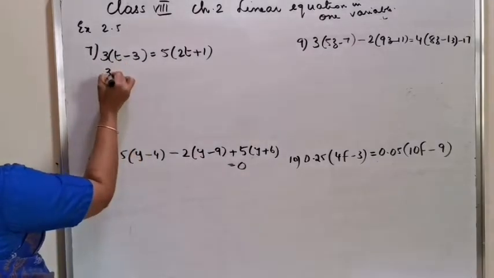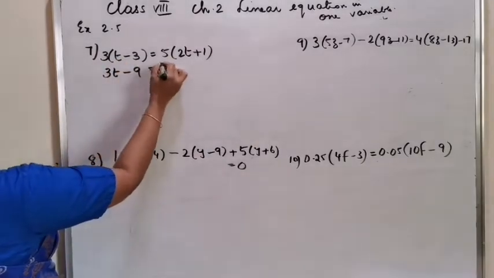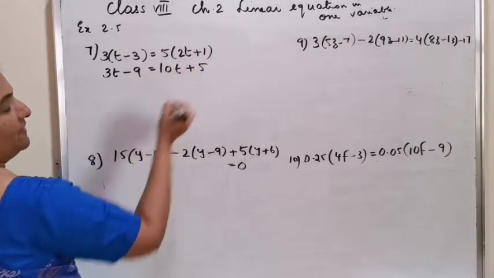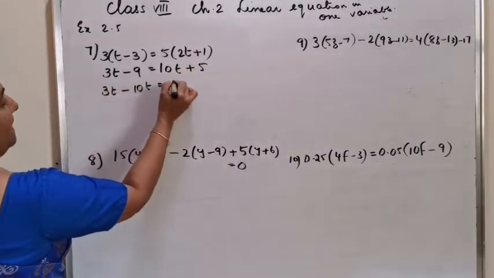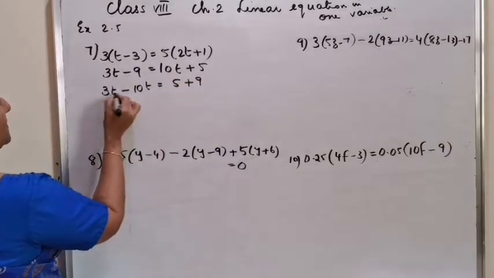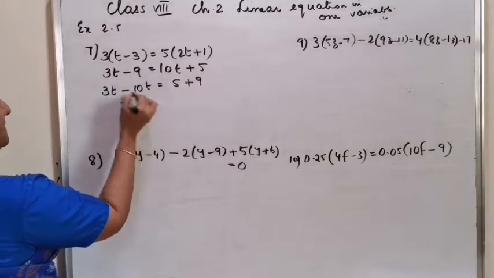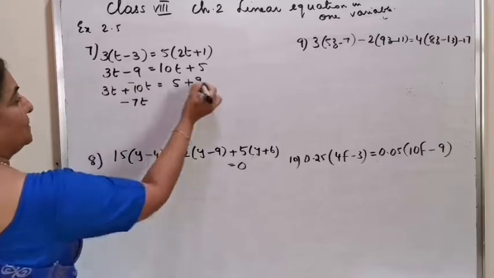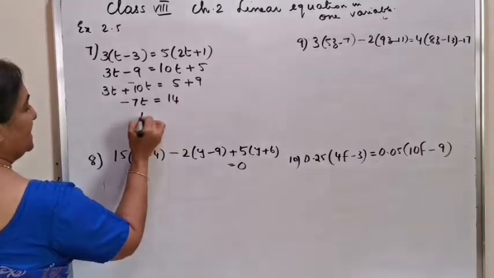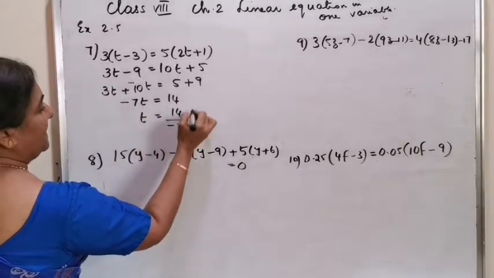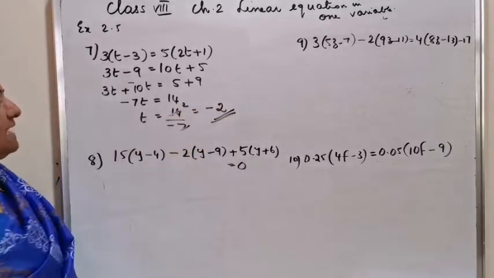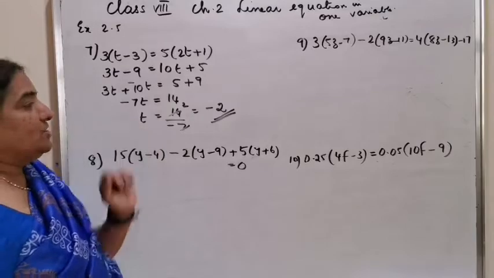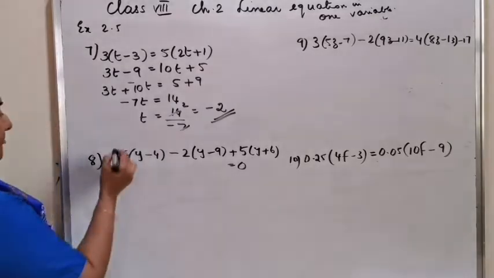Expanding, 3t minus 9 is 10t plus 5. Variables you are taking to one side, and 5 plus 9. 3t minus 10t is minus 7t is equal to 14, or t is equal to 14 by minus 7, which is equal to minus 2, because in the standard form the negative should always be in the numerator.